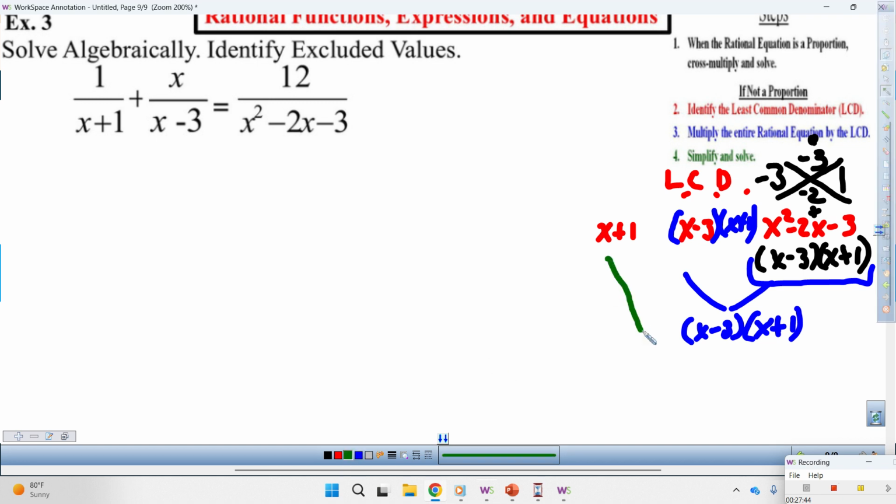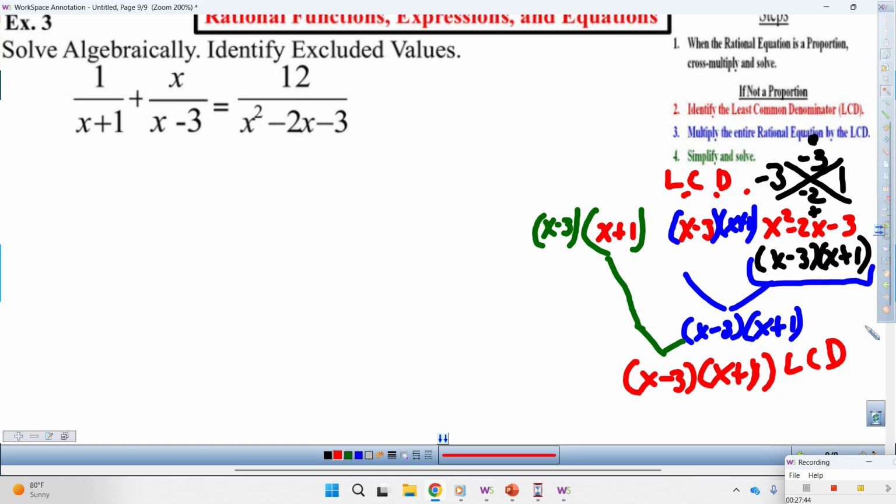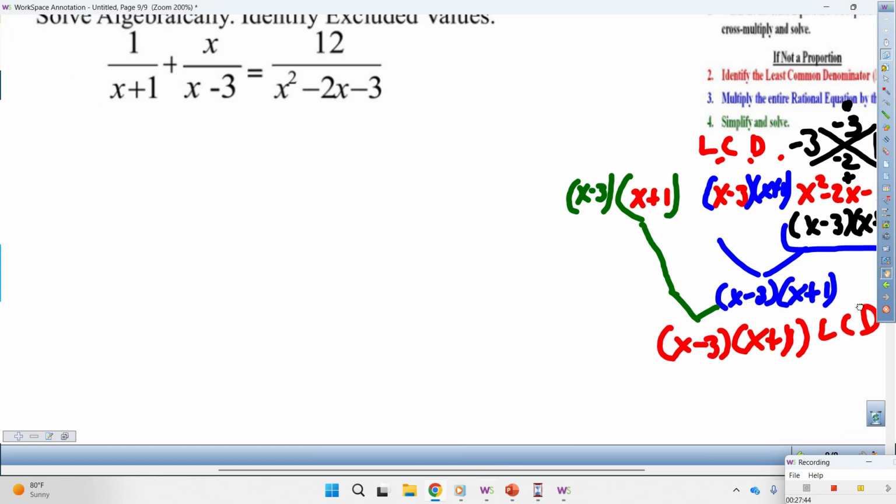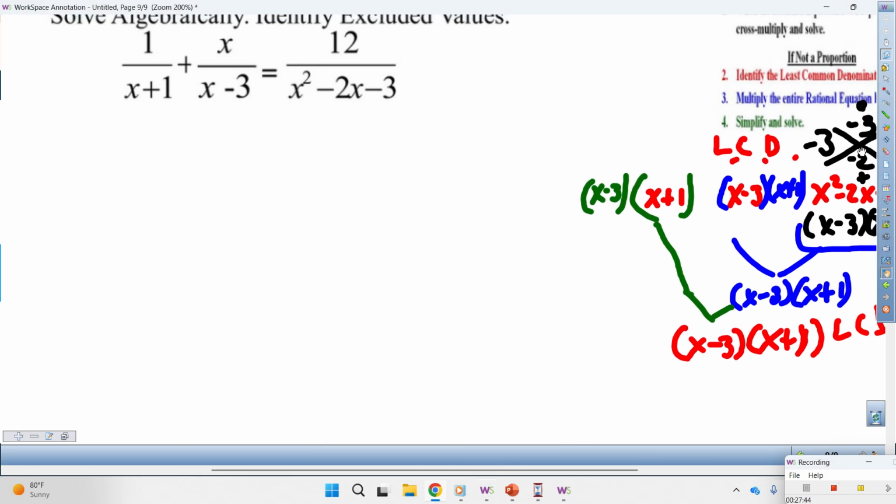All right, next, look up. Now I have this one and this one. What does this one need that this one has? X minus 3. So that means now these two, our common denominator is x minus 3, x plus 1, and that is our L.C.D. So now that we have our L.C.D., what do we do? We multiply the entire equation times the L.C.D., x minus 3, x plus 1 over 1.